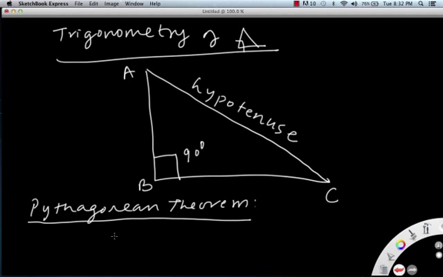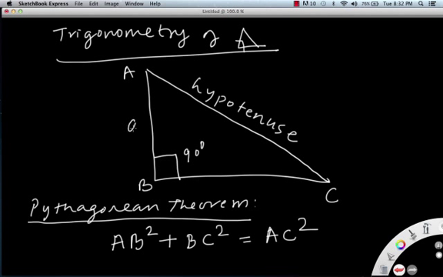So, the sum of the squares of the lengths of the sides. What are the sides here? The sides are AB and BC. So AB square plus BC square is equal to the square of the length of the hypotenuse, so this is equal to AC square.